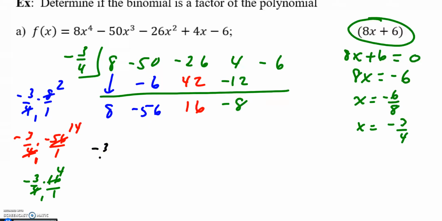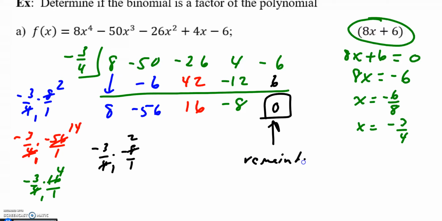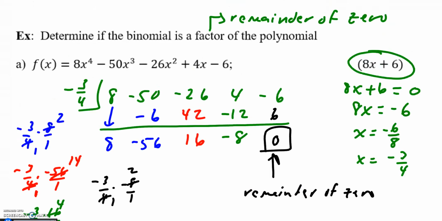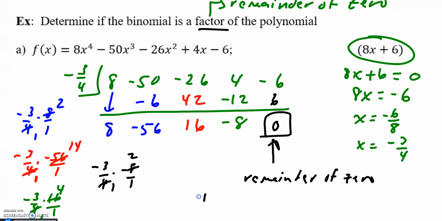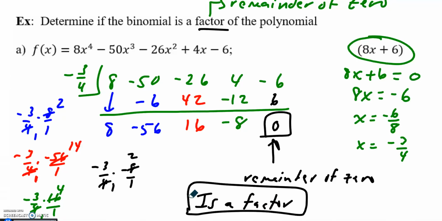Last multiplication, negative 3/4 times negative 8 over 1. 4 goes into 8 twice. So that would be negative times negative, a positive 6. So I do get a remainder of 0. So if I get a remainder of 0, that means that it is a factor. If I get anything other than 0, that means I do have a remainder, which means it does not go in evenly, so it is not a factor.